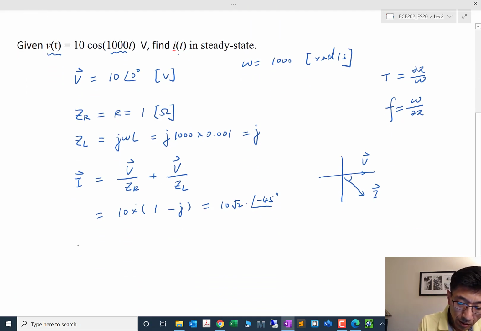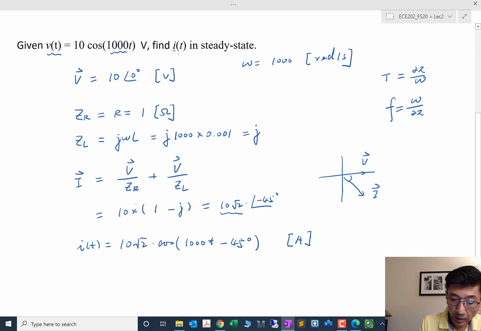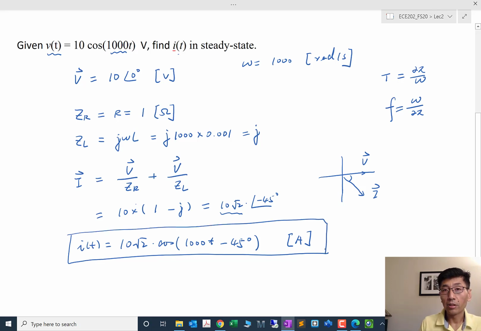And now I can go back to the time domain by converting this. So this is the magnitude, which will be the amplitude of the current, 10 times square root 2, and the same frequency, omega 1,000. And the phase angle is minus 45 degrees, right? So this is the answer. We don't really need any differential equation to solve. We know the solution right away. So that's the usefulness of the phasor. I hope I fully convinced you at this moment.